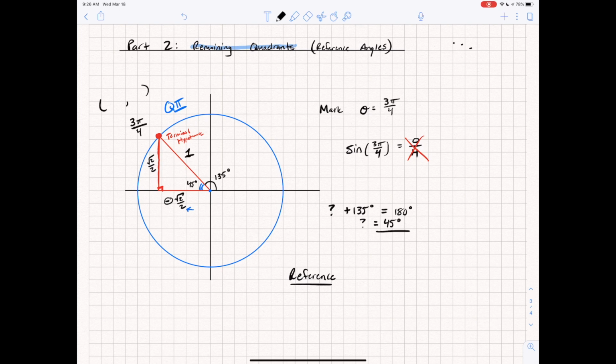All right, so let's go ahead and finish this ordered pair. My x-coordinate is negative root 2 over 2. My y-coordinate is root 2 over 2. We have the ordered pair now for 3 pi over 4 and its location in quadrant 2.